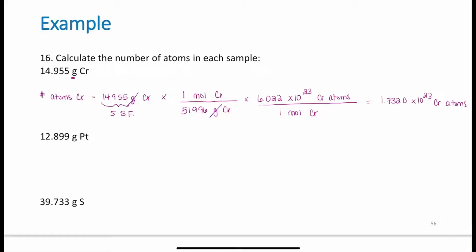The other thing to note here is this 0 I have to put here. Your calculator is going to give you 1.732. That's not the correct answer. I need 5 sig figs, so I need to add a 0 there to have 1 more sig fig.